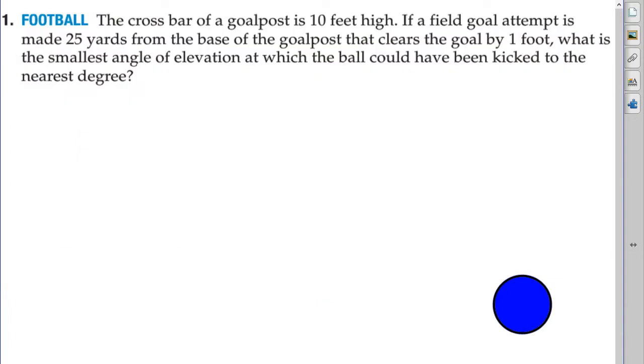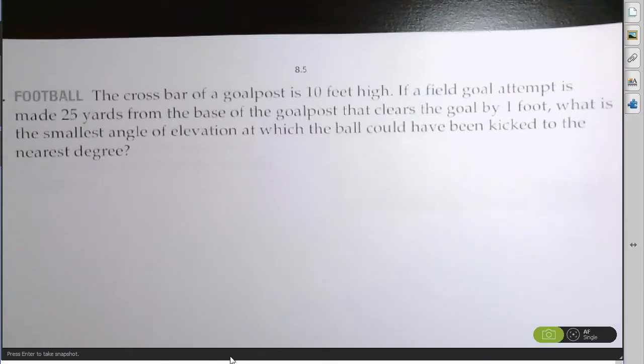So here's our first problem. The crossbar of a goal post is 10 feet high. If a field goal attempt is made 25 yards from the base of the goal post that clears the goal by a foot, what is the smallest angle of elevation at which the ball could have been kicked to the nearest degree? Okay, so like I said, the first tricky thing for this is the drawing.